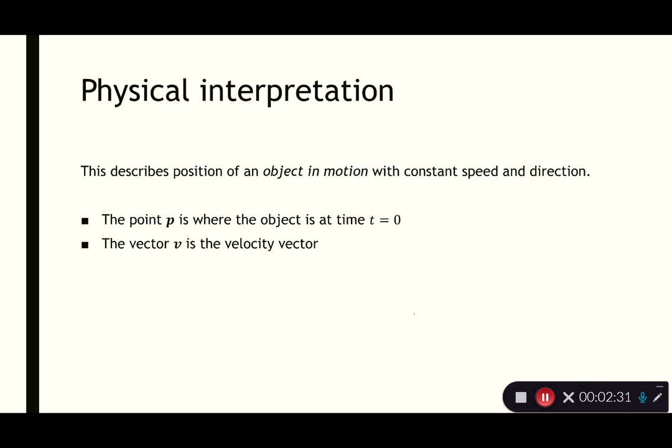The physical interpretation for what this equation does is very straightforward also. It says that the point is where we imagine an object is starting at time 0. We imagine it starts at time 0 and it's moving with velocity vector v. And at time 5 we plug in t equals 5, and that tells us where the object's gotten to.